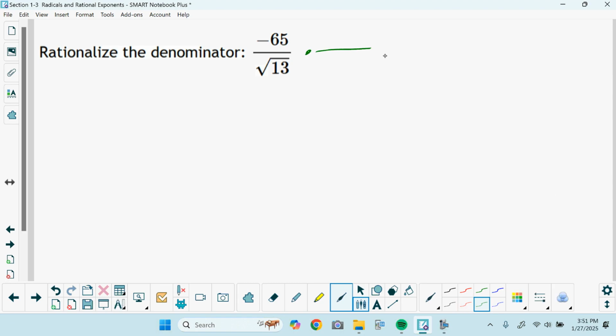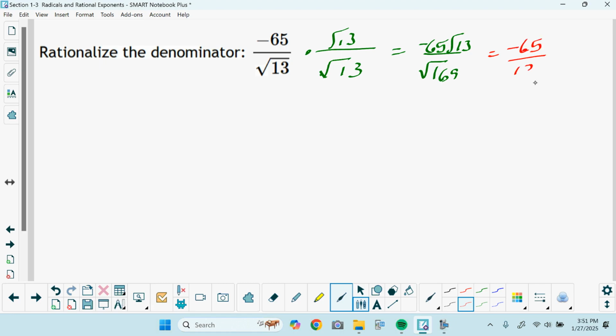And in this instance, we have square root of 13. In order to get that radical to go away, I'll multiply top and bottom by the square root of 13. And what that gives me is this. It gives me the square root of 169 on the bottom, and then negative 65 square root of 13 on top. And square root of 169 simplifies down to 13, and then you have square root of 13 up top.